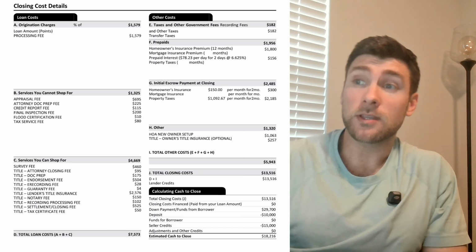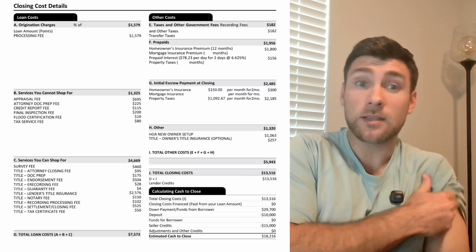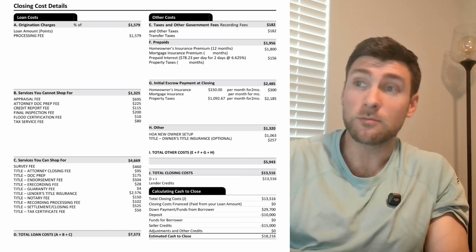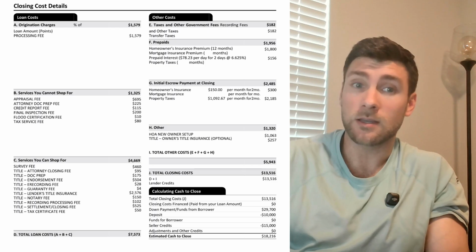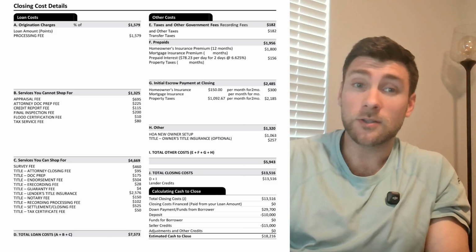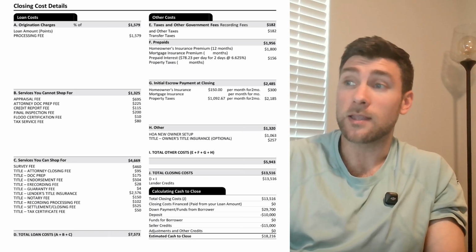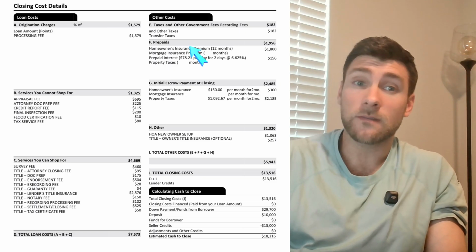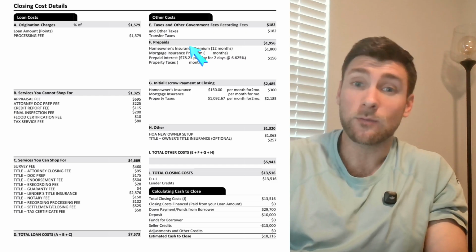Right, now services you cannot shop for. These include things like appraisal fees, something you're going to pay up front most likely. Credit report fees, something you may or may not pay up front. Flood certification, that's determined by the county. And standard stuff you or I can't really control.